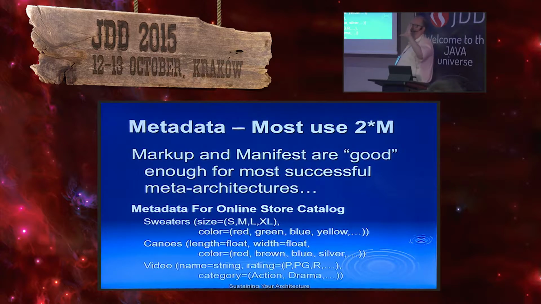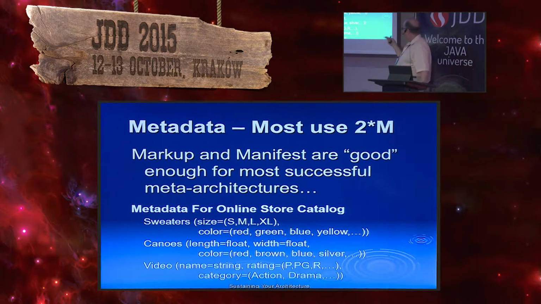Fortunately, and sometimes meta object is when you really go the next level. You're creating a meta architecture layer. Fortunately, most of the time, we don't have to deal with that. Most of the time, just a little bit of markup and the manifest, having a little bit of annotations and stuff, is good for most of what you need for handling these types of flexible things.